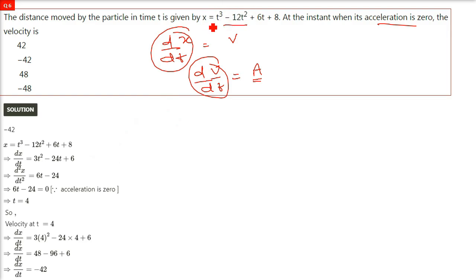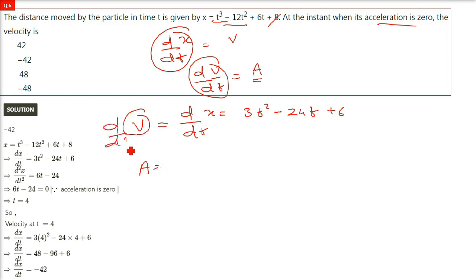So this x is t cube minus 12t square plus 6t plus 8. I'm directly differentiating it. This t cube gives 3t square, 12 t square gives 24t, and this will remain as 6, and this 8 is going to be 0. So this is dx by dt, that is velocity. Now acceleration, dv by dt, we have to find out. So we have to again differentiate this expression, but remember, this expression will be used just now. So 3t square gives 6t, minus 24, the 6 remains.